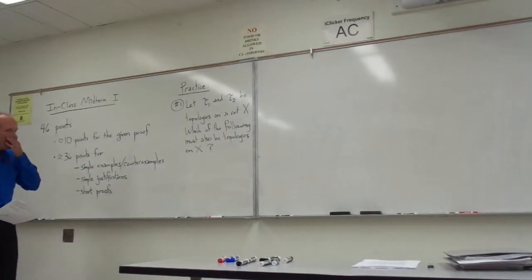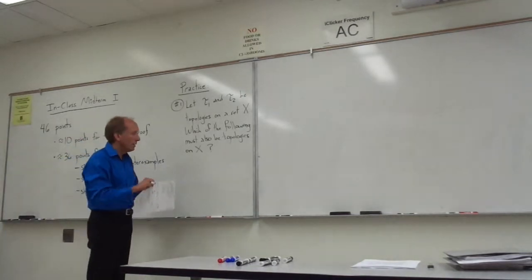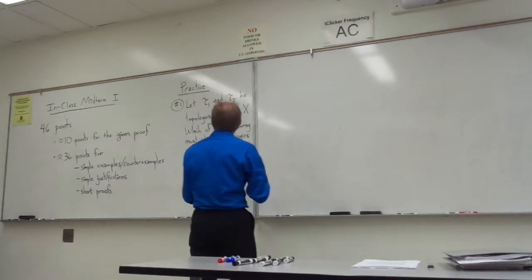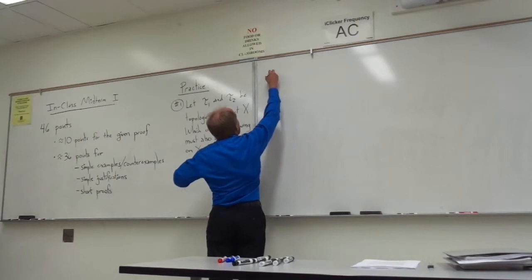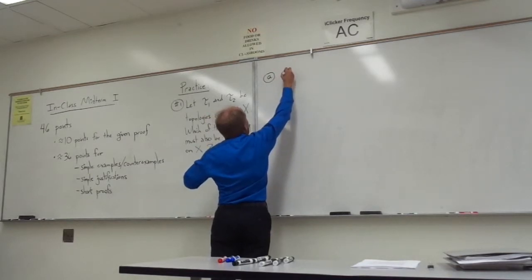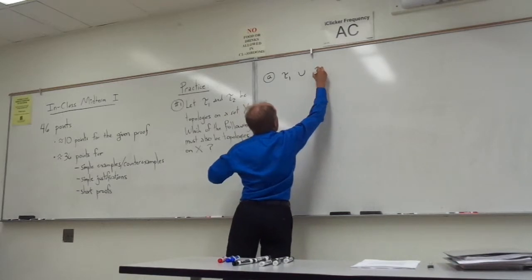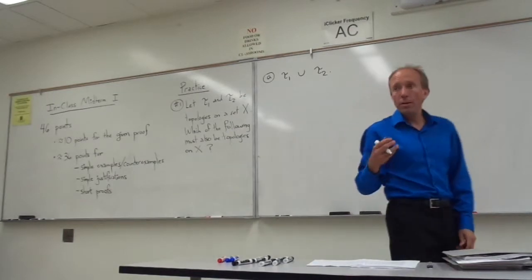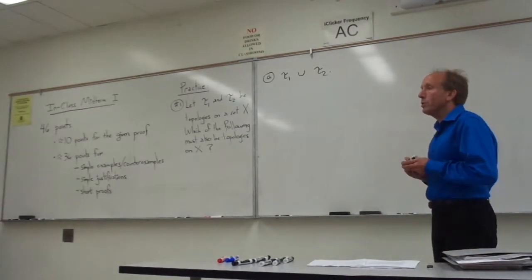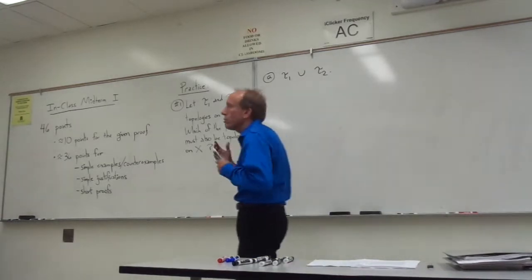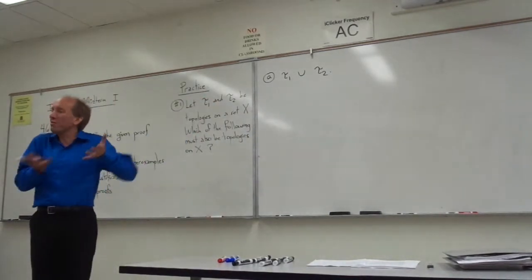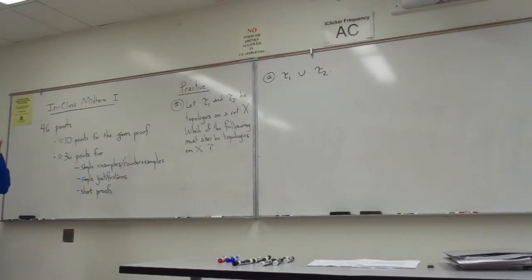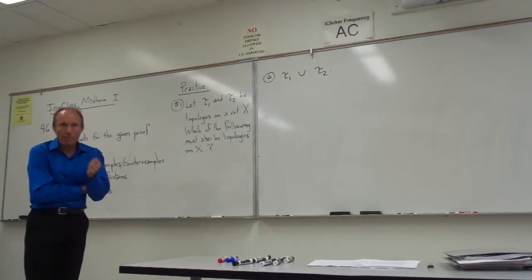Okay, so let me give you the first one. There are going to be 3 of these to practice with. The first one is tau 1 union tau 2. So if we have 2 topologies on a space and we form the union of those 2, that means we take all of the open sets from both topologies and put them together into a larger union. The question is, would that still be a topology?